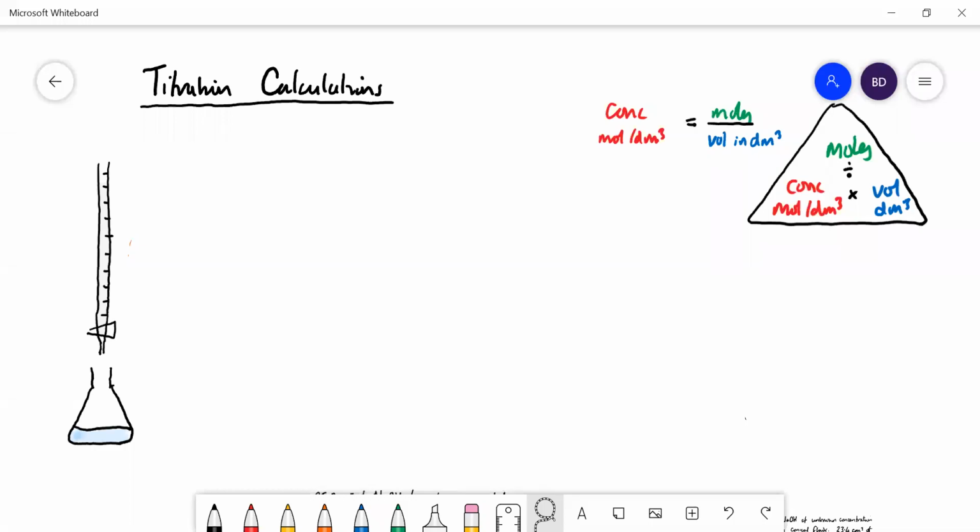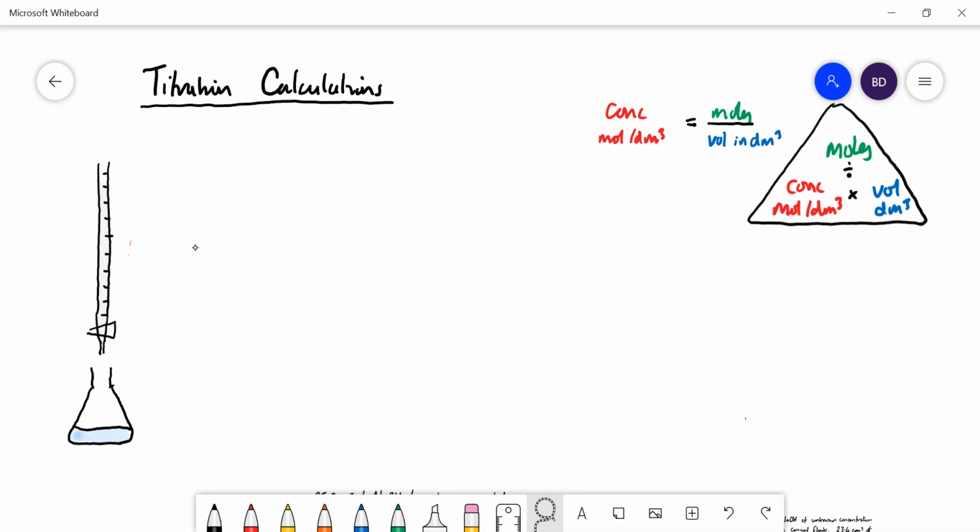Okay, in this video we're going to look at titration calculations. I'm not going to talk too much about the practical side of it. That's covered in a later video. What is titration for? It's where you work out the concentration of a solution that you don't know the concentration of, using another solution that you do know the concentration of.